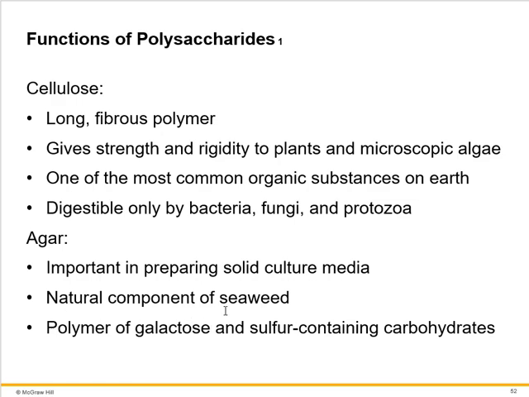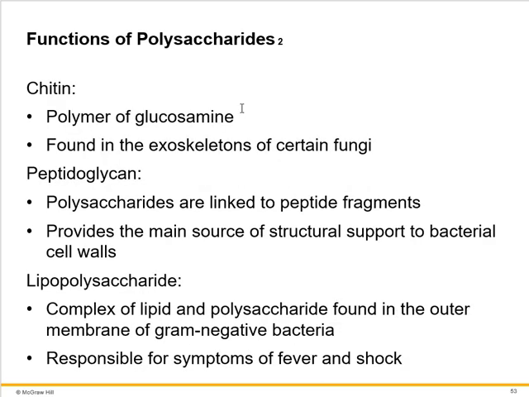So it's a natural component of seaweed, and it's a polymer of galactose and sulfur-containing carbohydrates. So that's why it smells when we break it down. You know, it's releasing the sulfur when it is autoclaved. So that gives it its nice, lovely smell. Chitin is also found in the cell wall, but it's in fungi. It's in the cell wall of fungi and the exoskeletons of certain insects and crustaceans. So chitin is in animals as well.